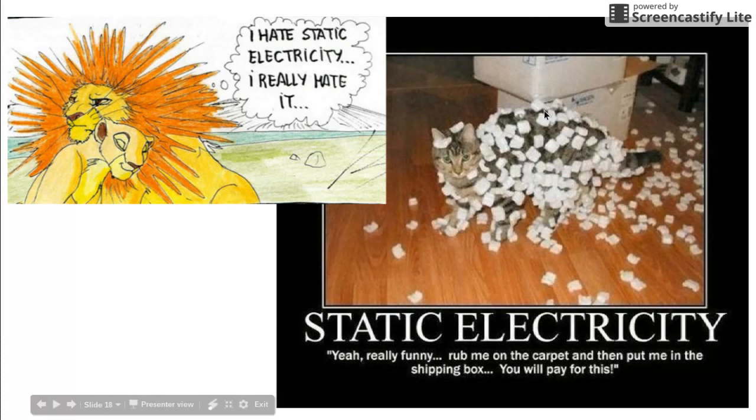So rubbing the cat on the carpet has created a situation where you have a negatively charged cat and you put him in with the packing peanuts, which are going to be sticking to him because there will be some positive charges on the part of those packing peanuts that are attracted to the cat.